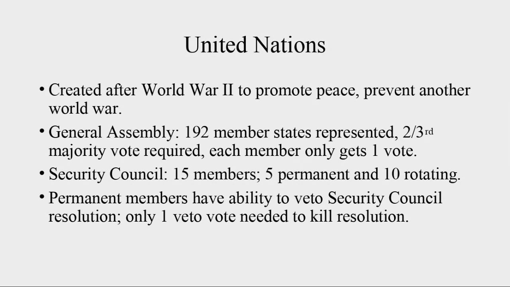Permanent members have the ability to veto a UN Security Council resolution. They can also be called into session at any time. So when there's a crisis, they will ask for the members to come to the Security Council. So right after 9/11, there was an emergency meeting of the Security Council. You only need 1 out of 5 votes to veto or kill a resolution.